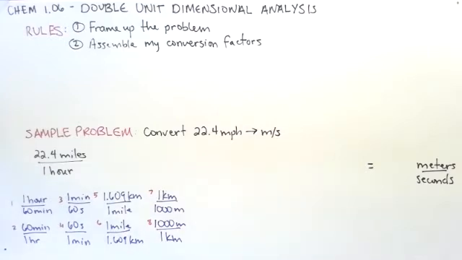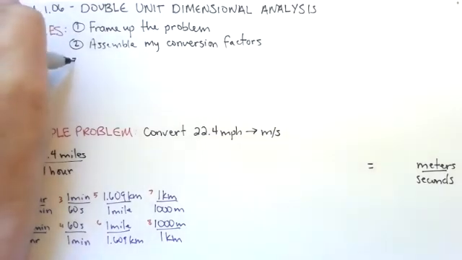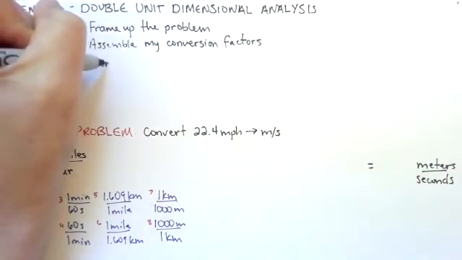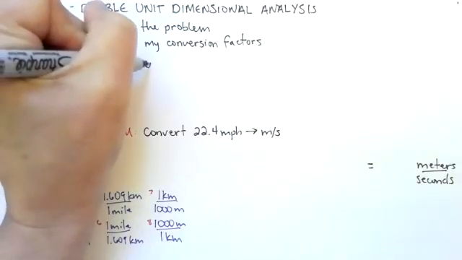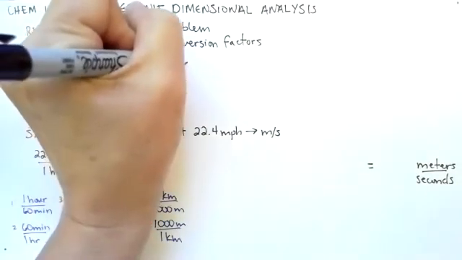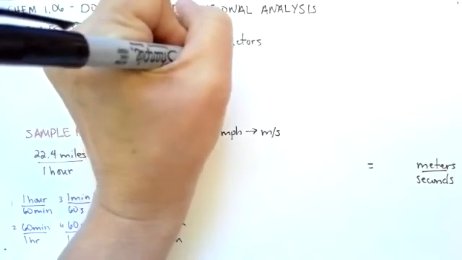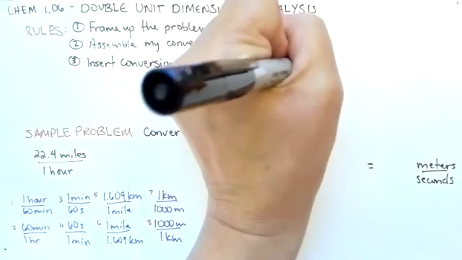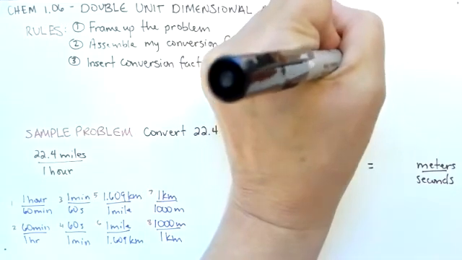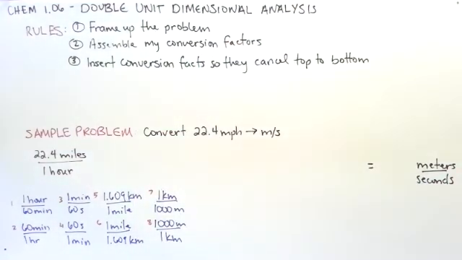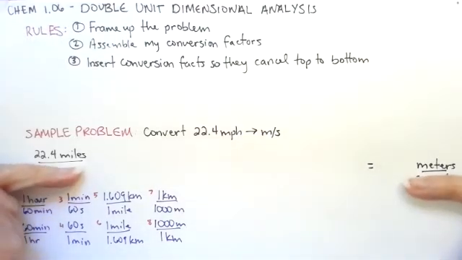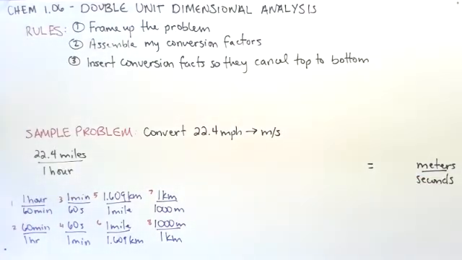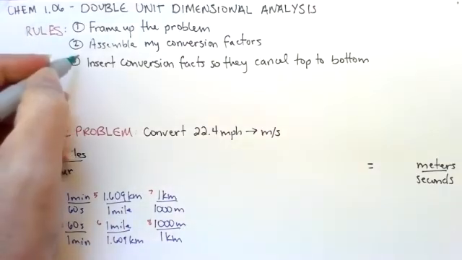Now that I have my conversion factors assembled and there's everything I thought of, step 3 is to insert your conversion factors. So they cancel top to bottom. So in other words, I'm going to pretend like this doesn't even exist. And I'm going to do this problem as if I'm converting miles to meters. I'm going to do the first part in green. So let's do this in green.